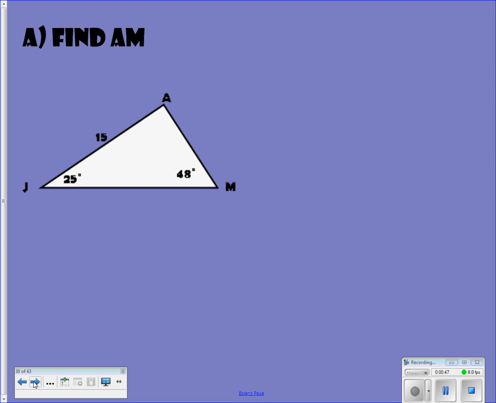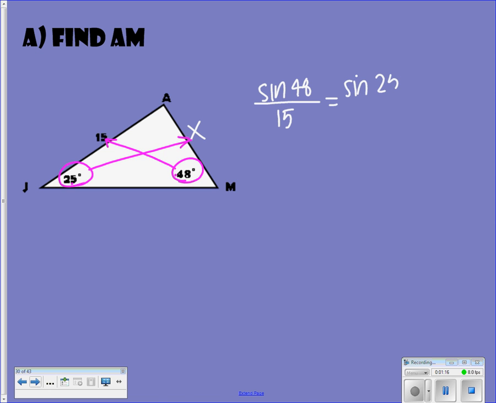So it wants us to find AM, so that would be this side right here. Okay, again, the first thing you're going to do is match up your sides. So I know that this angle goes with that side and this angle goes with that side. You want to find your pairs, and you're going to need two pairs. So I know sine of 48, the angle, goes with side 15. And I know that sine of 25, the angle, goes with my side x.